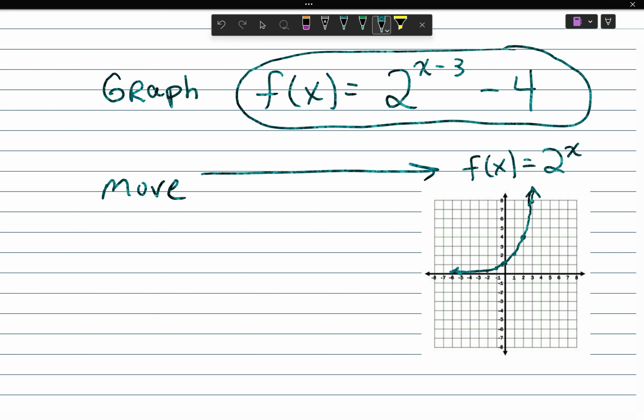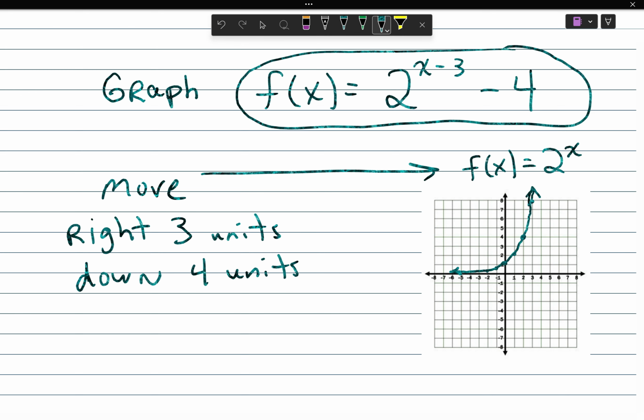So take a look at maybe your notes for transformations. You might have a handout or you have it in your notes. We're going to move to the right 3 units, and we're going to move down 4 units, right? So we have the minus 3 within the function, so that means move to the right 3 units, and then we have the minus 4 kind of outside of the function, so that means the original function, the parent function, that means we move down 4 units.